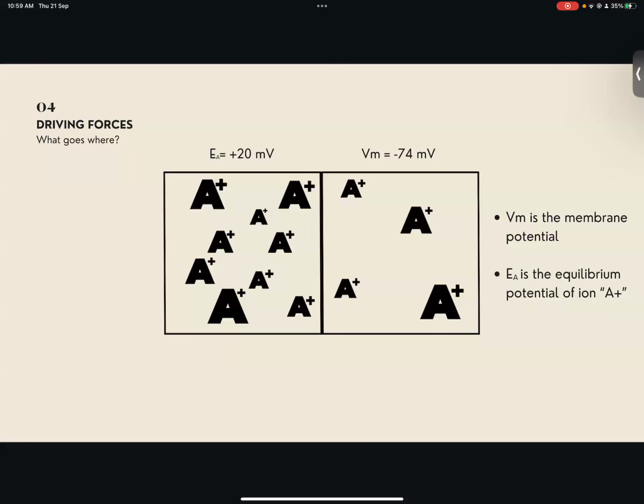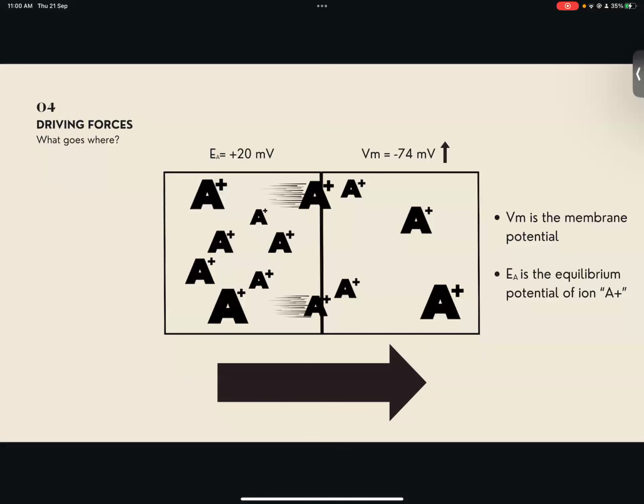Now because we have this concentration gradient again, the ions will move from the left to the right. This is not new. We've talked about it a lot. When this happens, what do you think will happen to the membrane potential? It's negative right now, negative 74 millivolts, and the compartment on the right is gaining positive charges. What will happen to the membrane potential when we see movement of A's from the left to the right? It's going to go up. The membrane potential is going to increase when you have movement of these A's.